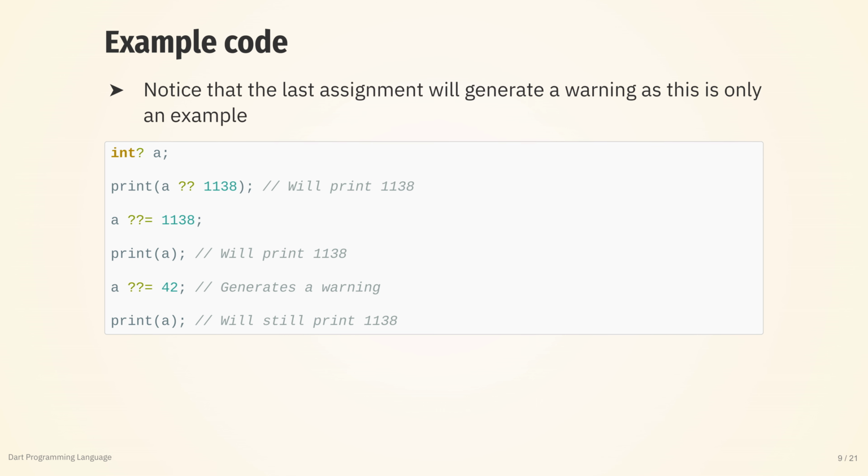If we try that again, we will see that the value to the left is no longer null, so it will not, as we see when we try to assign it 42, it will not work. It will still print 1138 and it will generate a warning. So this is mainly for show. So you will see a lot of question marks in code that you look at, and it's good to understand that this comes from the null safety and the null awareness that's so important in Dart. And it basically helps in creating safer code.